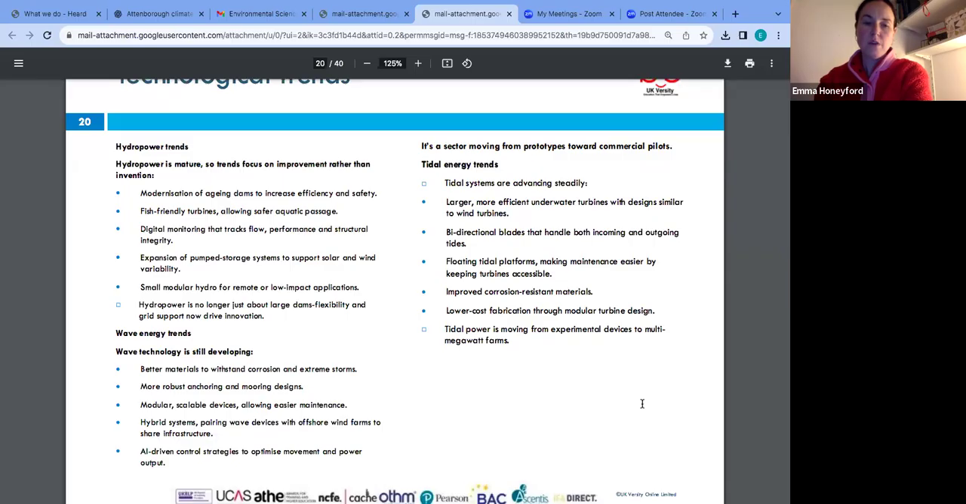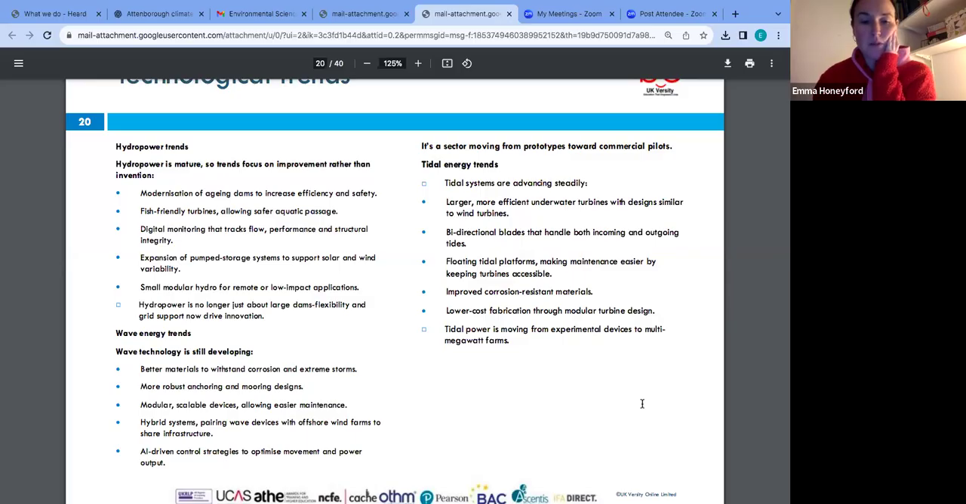Wave energy trends. So the wave technology is still developing. We're looking at better materials to withstand corrosion and extreme storms. We need more robust anchoring and mooring designs, more modular scalable devices, allowing for easier maintenance, so modular, movable, more accessible, I guess, operationally, more viable.